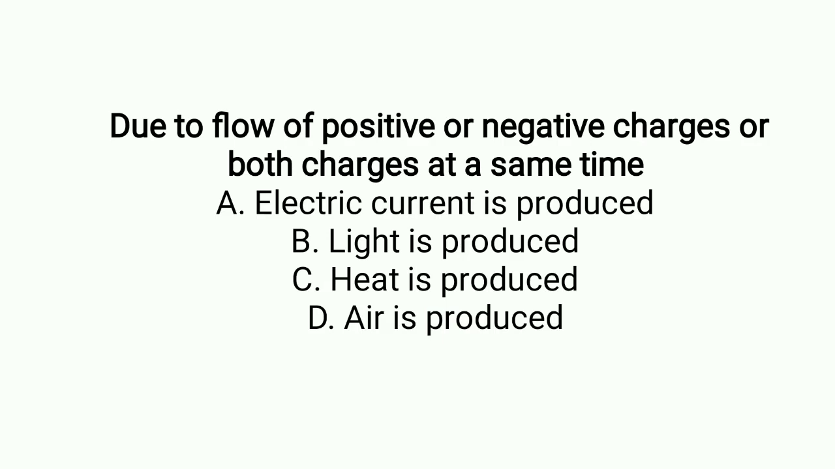Next question. Due to the flow of positive or negative charges or both charges at the same time: option A, electric current is produced; option B, light is produced; option C, heat is produced; option D, air is produced. So whenever there is a flow of positive or negative charges or both at the same time, electric current is produced. So option A is the correct answer.